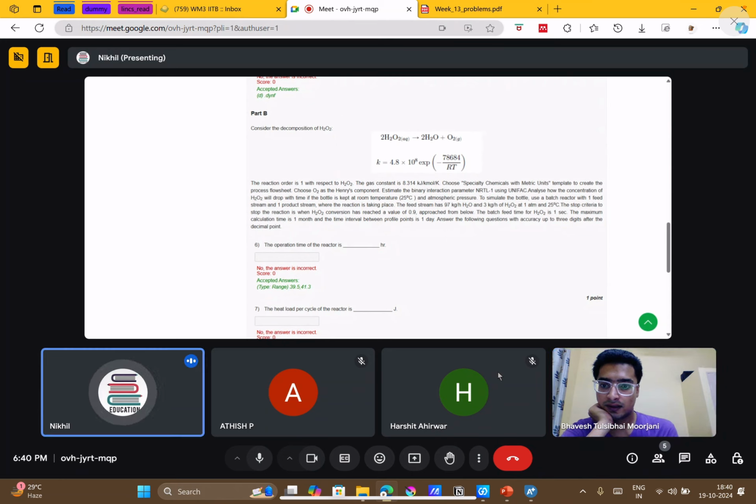Yes, sir. This question: consider the decomposition of hydrogen peroxide into water and oxygen. Your kinetics data is given. Reaction order is 1 with respect to H2O2. The gas constant is given. Choose specific chemicals with the metric unit template to create the process flow sheet. Choose O2 as Henry's component. Estimate the binary interaction parameter. Yeah, so what happened in this question?